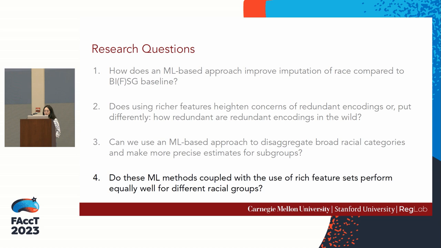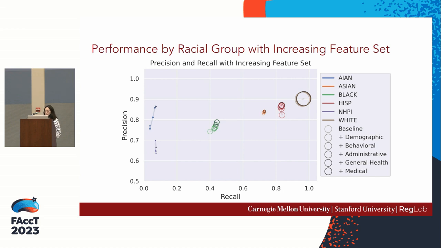Okay, lastly, we want to understand if machine learning approach performs equally well for different racial groups. Here, the size of the circle corresponds to the size of the population, and the transparency corresponds to the richness of the feature set that we use. So for example, when we look at the black population, we see that as we add in more features, it improves in terms of both precision and recall. However, it does not improve very much for the majority group, and for Hispanic group, as we add in more features, the recall remains about the same, whereas the precision improves.